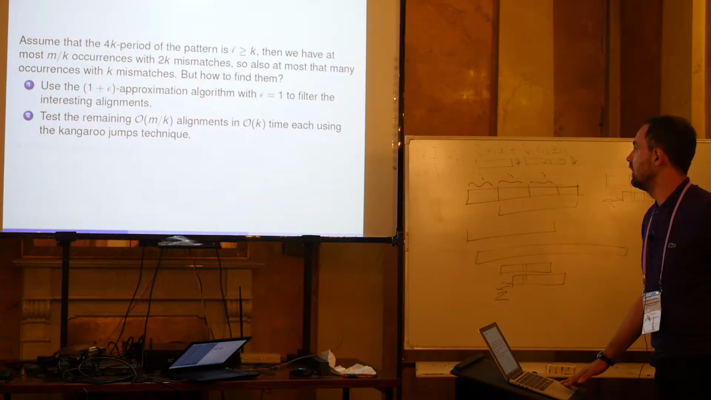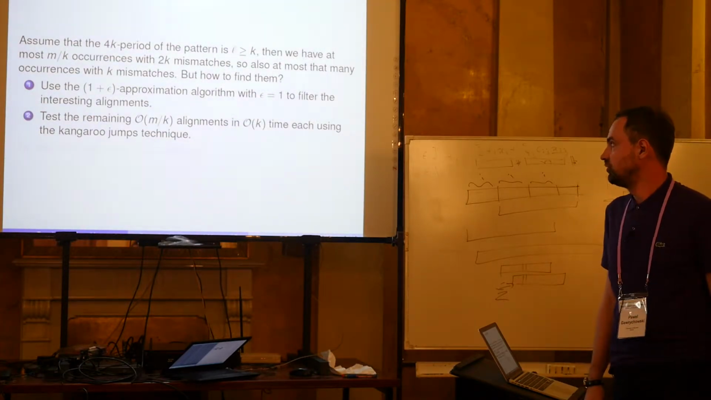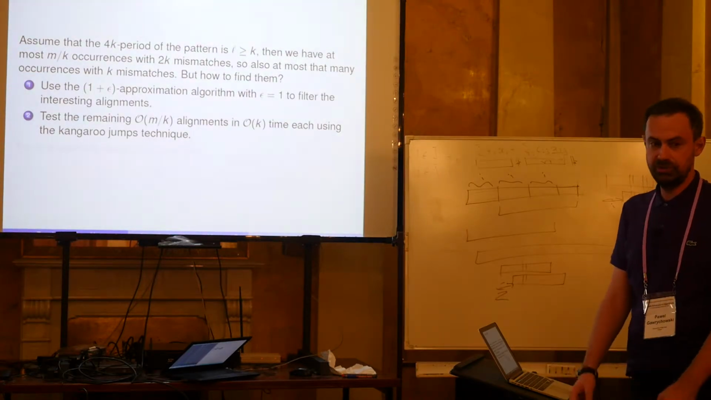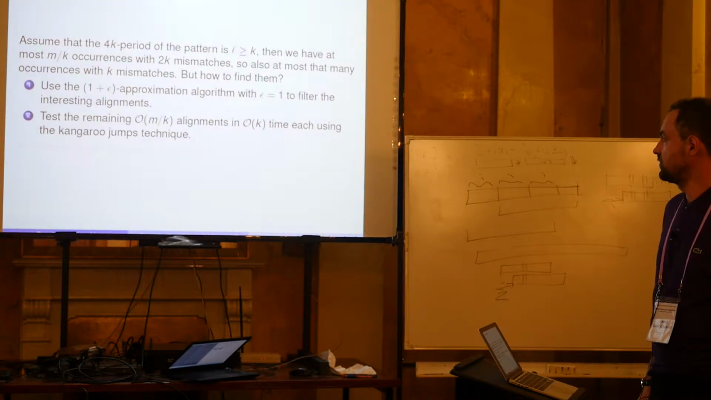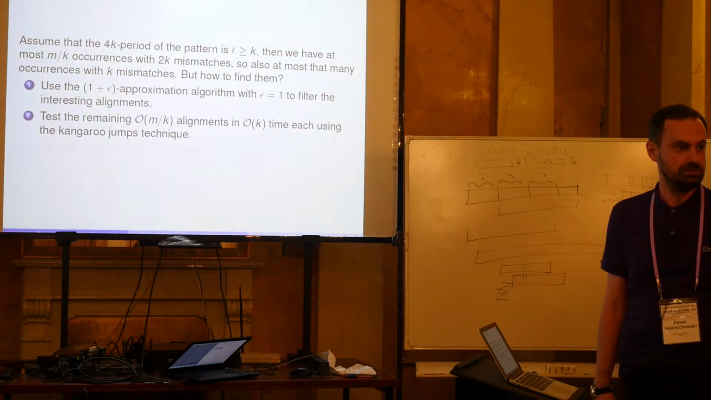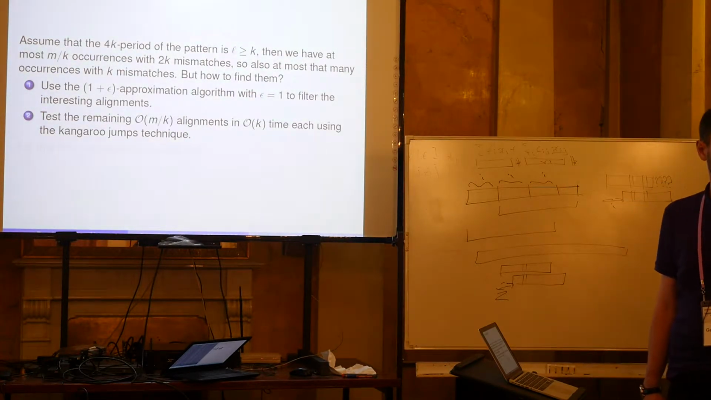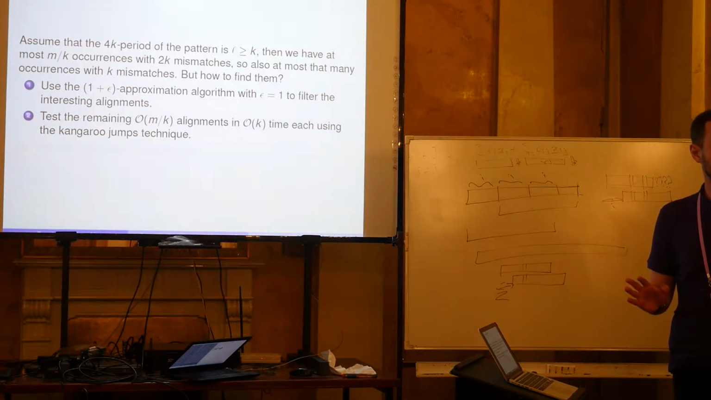And then from the first observation, we get that there are very few remaining positions. Because the remaining positions are occurrences with at most 2k mismatches, but the 4k period is large, so there are few of them. There are only m over k of them. Okay, makes some sense? So I think I'm losing you slowly.